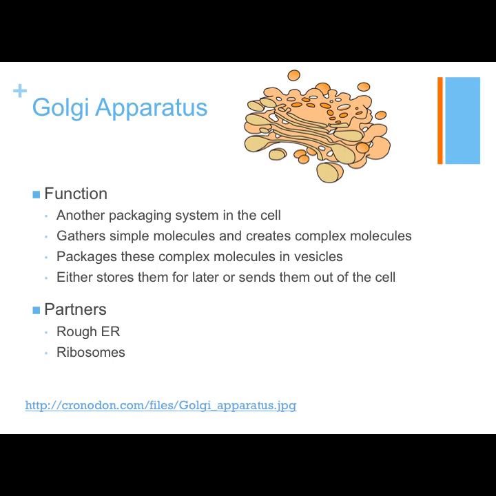Next, we have the Golgi apparatus, which works very closely with the ER. It's also a packaging system, and it gathers simple molecules to create more complex molecules. So it packages these simple molecules together and then turns these complex molecules into vesicles. And then those vesicles are either stored for later or get sent outside of the cell. Again, it works very closely with the rough ER and ribosomes.